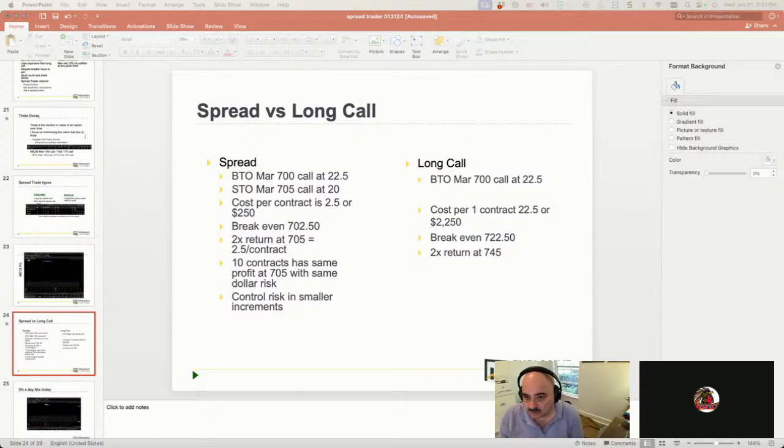Now, granted, if Costco goes above 745, the spread trade is going to be capped out and the long call is still going to be going. But the spread allows you to control your risk in smaller increments. That's what I really like about them. I can put on 1 contract, 3 contracts, 10 contracts, depending on my account size and what my risk tolerance is for that trade.